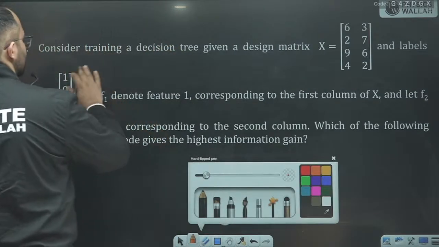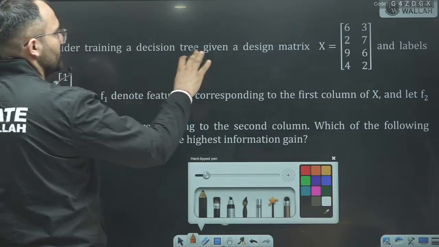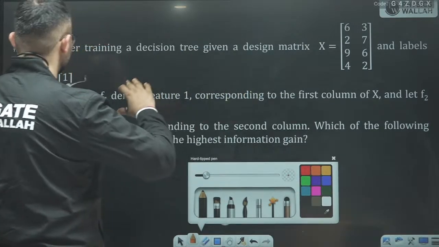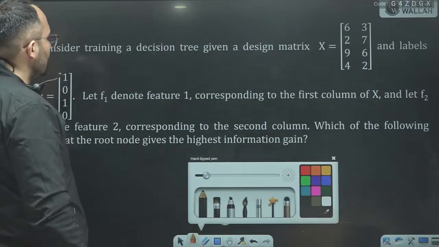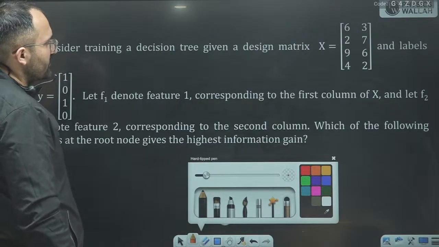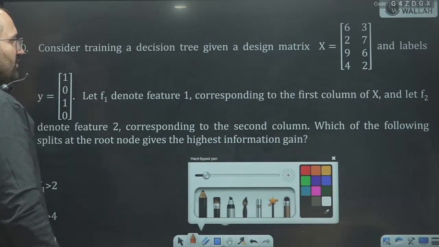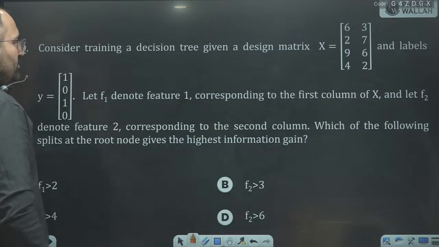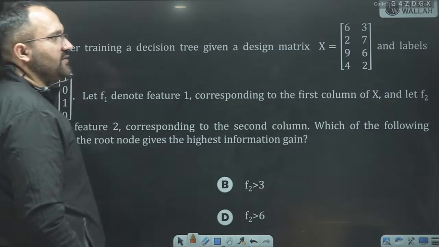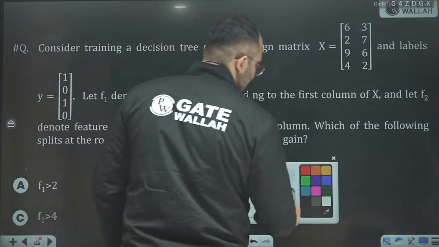Now consider training a decision tree with the design matrix of this and label is this. Where F1 denotes feature 1 corresponding to the first column of X and F2 is feature 2. Which of the following splits of the root node gives the highest information gain? So let's try to see.